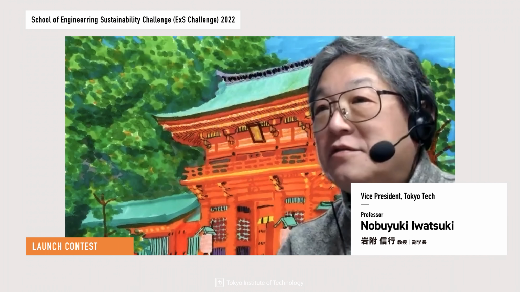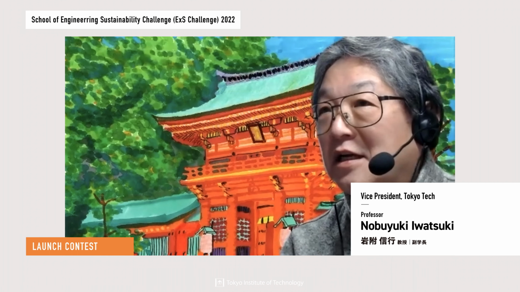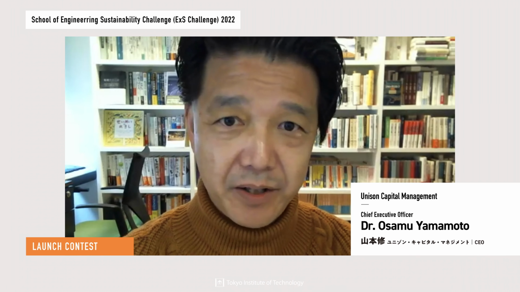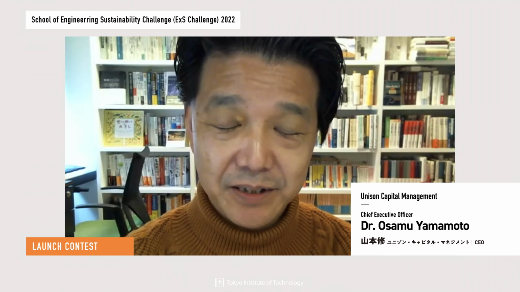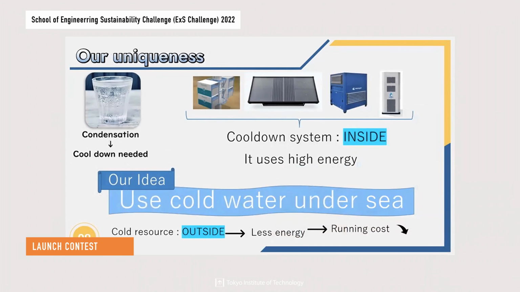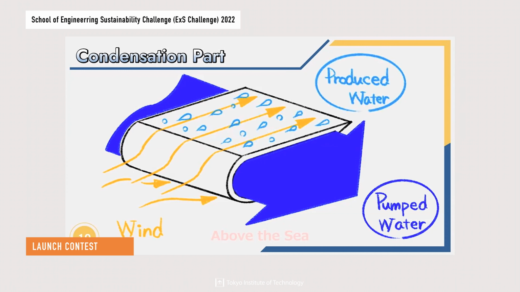I hope we have to use actual devices or another equipment. So, collectively, we plan to develop an AI-based app for detecting cataract stage and daily wound management. It has even more potential going forward. So this is a wonderful combination. That's my comment. So we came up with an idea of using the cold water on the ocean floor to cool the air. The condensed water is collected and used as drinking water and water for daily life.